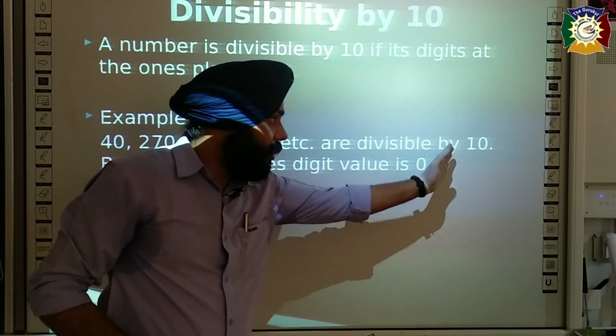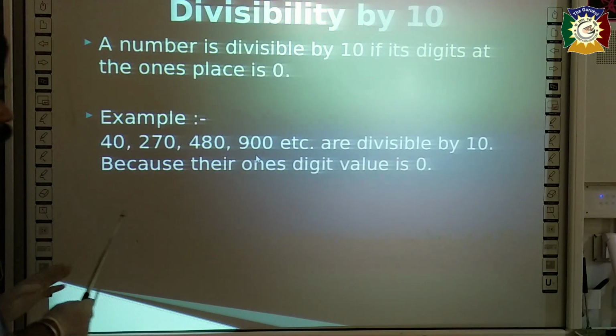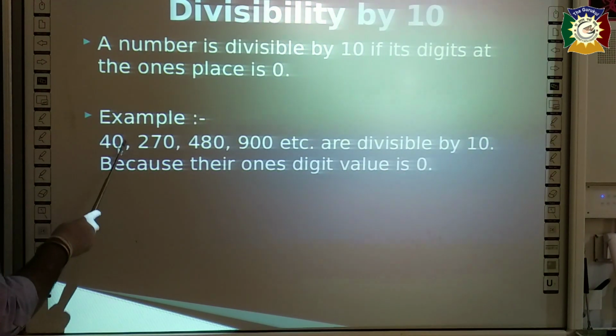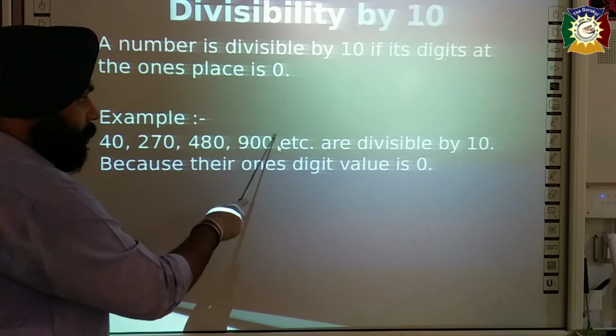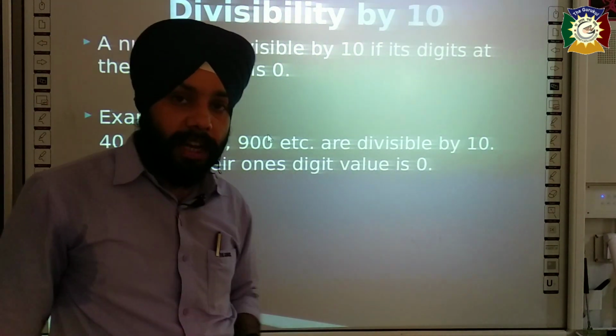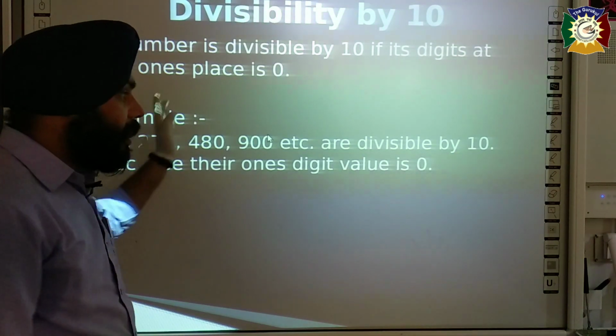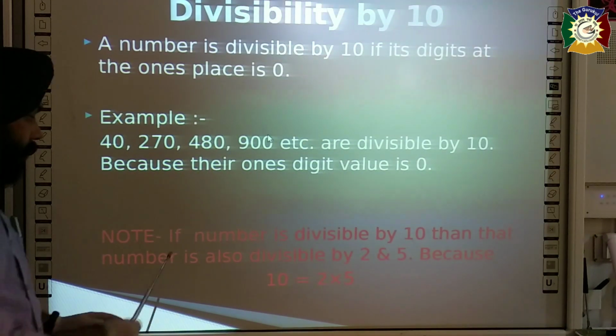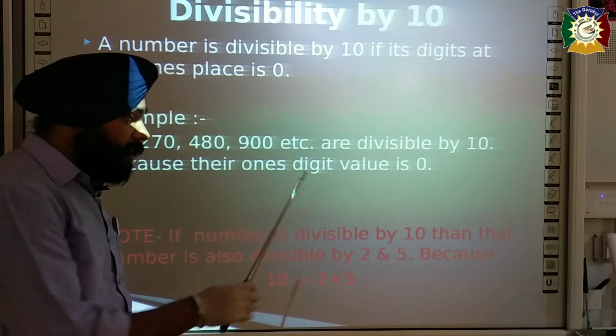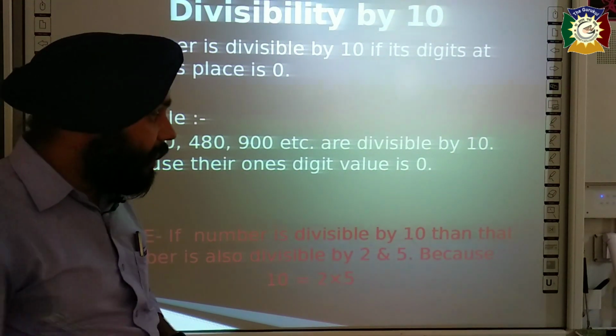For example, see the numbers 40, 270, 480, 900, etc. are divisible by 10 because their ones digit is 0. This one is 0, this one is 0, this one is also 0. All ones place digit values are 0. So these numbers are divisible by 10. Now after that, note a number is divisible by 10.